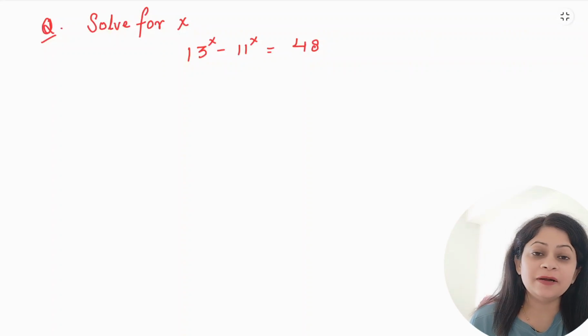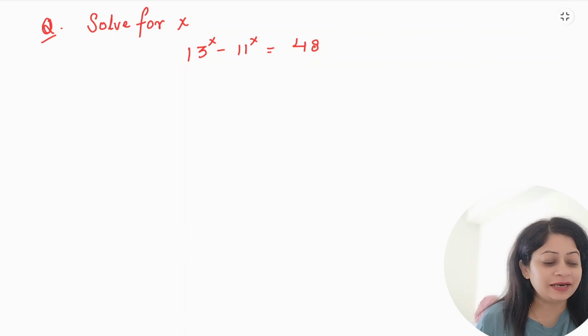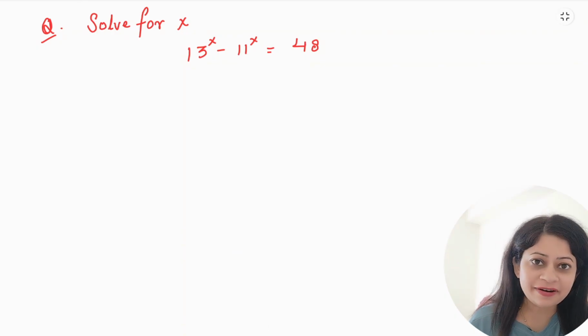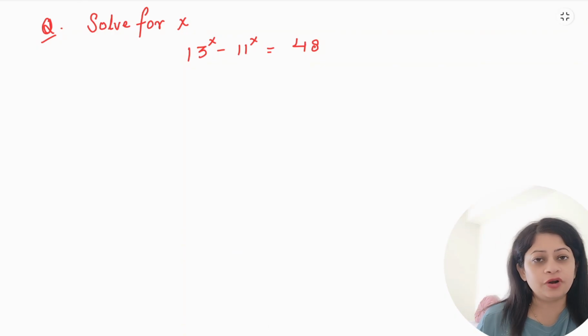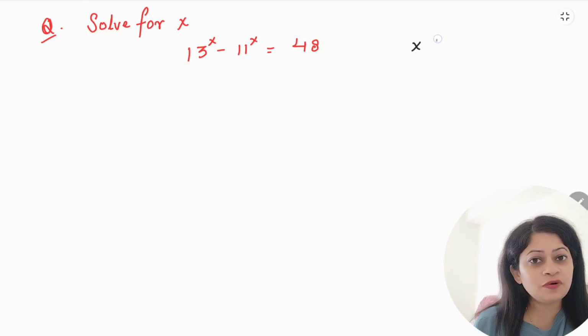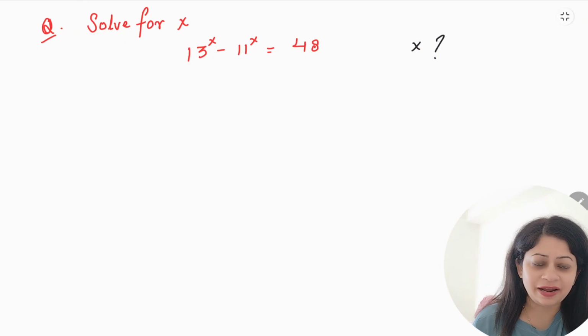I'm Upasana Taneja. So as you know, I bring one new question every day from maths competitive exams. Today we are here with this question that says that 13 raised to power x minus 11 raised to power x is equal to 48, and we need to solve it for x. We need to find out the value of x, right?